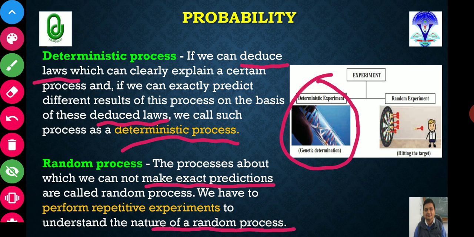For example, just see this experiment. It is telling that for getting the nature of a random process, you have to perform a random experiment. Here you can see a boy shooting an arrow at the target, and whether this arrow will hit the target, no one can predict. How will we go around that? Just by simply repeating the experiment. A number of times we will repeat the experiment, then we can understand the nature of this particular experiment, whether it will hit the target or not. We will see it in future slides.